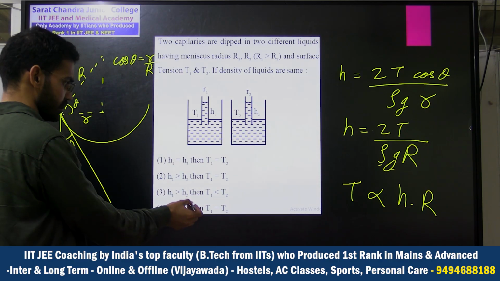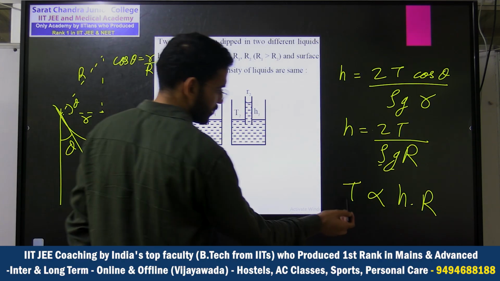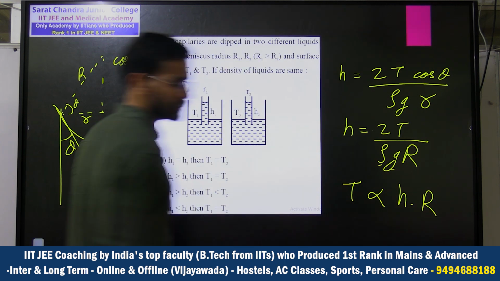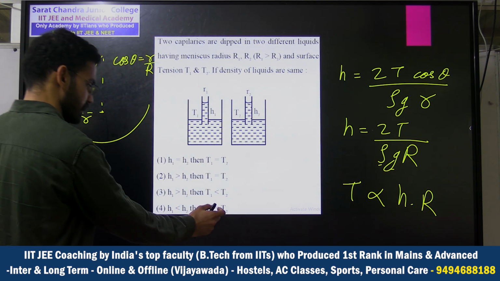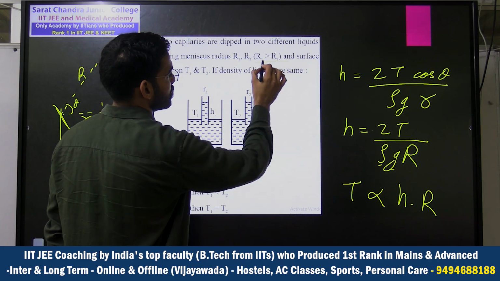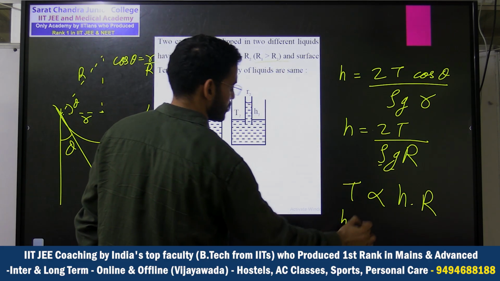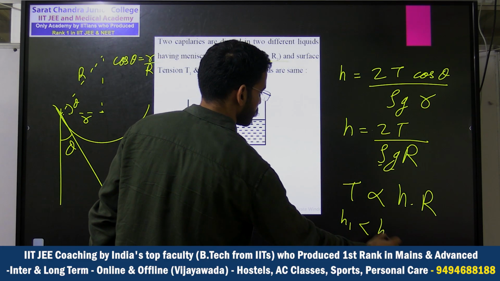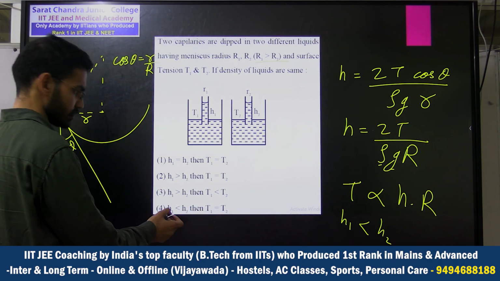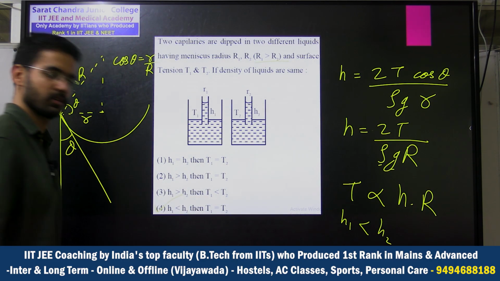So now here, if you discuss that T1 is equal to T2, if surface tension is equal, then who will have more radius will have less height. So by that I can say if T1 equals T2, then if R1 is bigger, then H1 should be smaller than H2, because if radius is bigger, then H will be smaller, then only T1 equals T2, inversely proportional. So H1 less than, so fourth option.